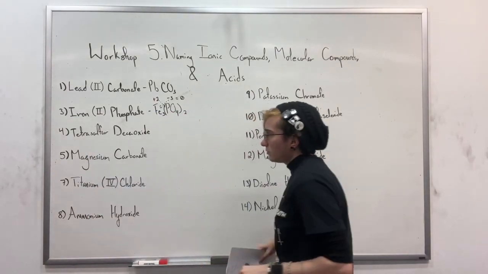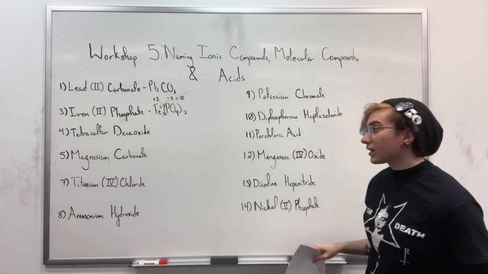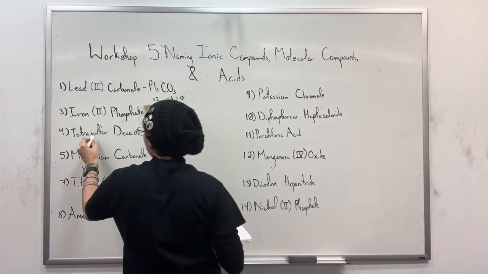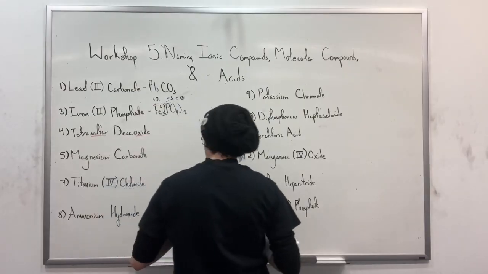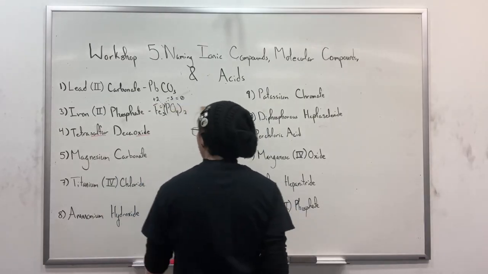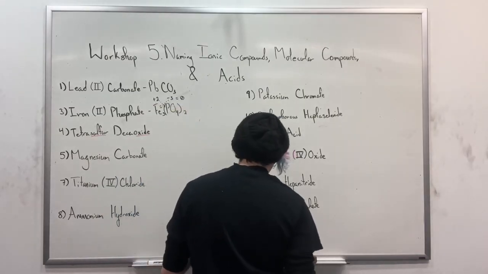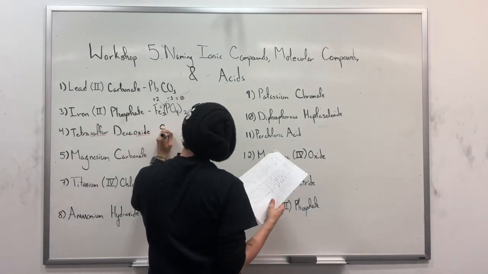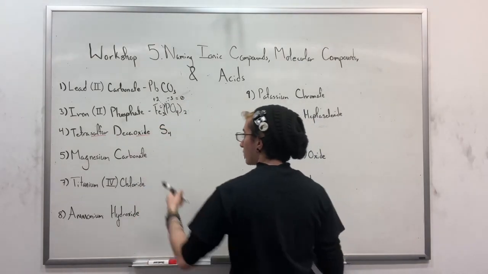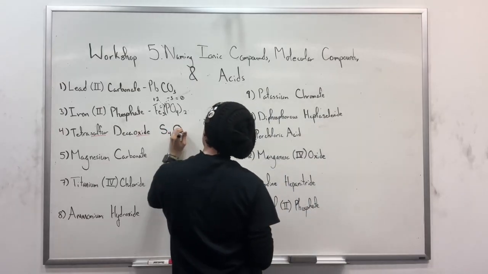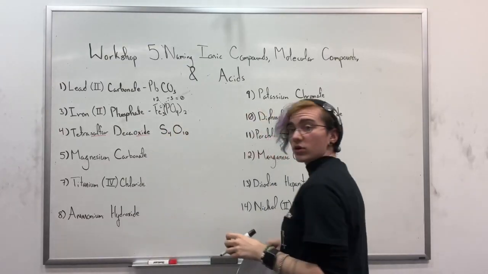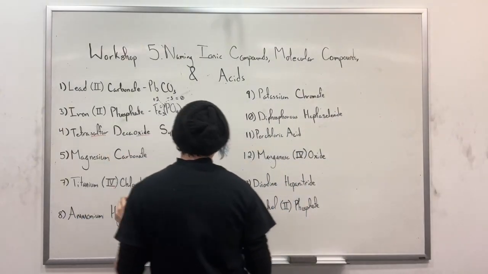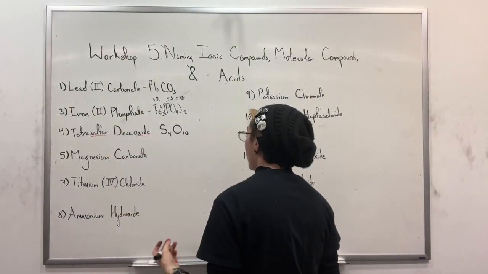Tetrasulfur decaoxide, we're working with prefixes, so we know it's a molecular compound. And so we're going to look past our prefixes to see what our elements are. So tetrasulfur, sulfur has the chemical symbol of S. Tetra tells us 4. Oxide is oxygen. Deca tells us 10. S4O10. Magnesium carbonate. Magnesium is a metal, carbonate a non-metal, it's a polyatomic ion.